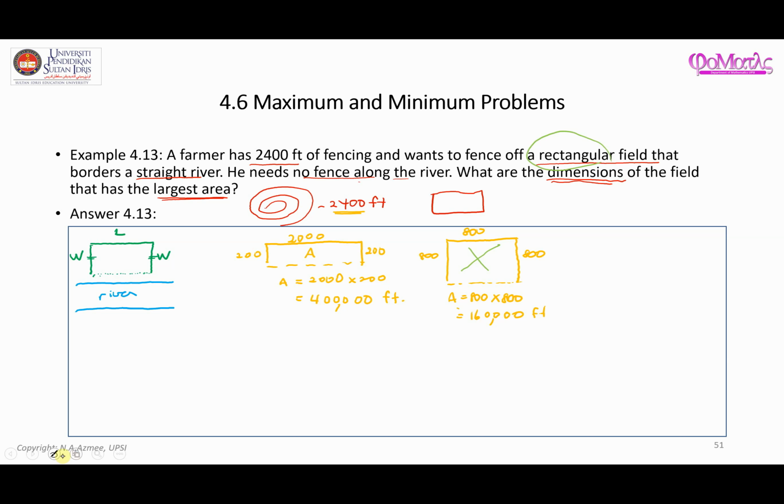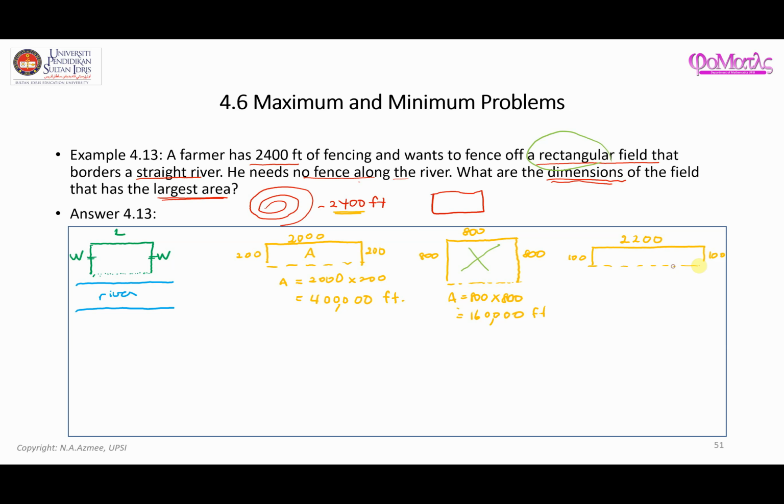So let's consider another example. How about if we have, let's say, 2200 as the length of the rectangular area? That means you are only left with 200 feet more, which can be divided as 100 feet on this side and another 100 feet on the fence on this side.